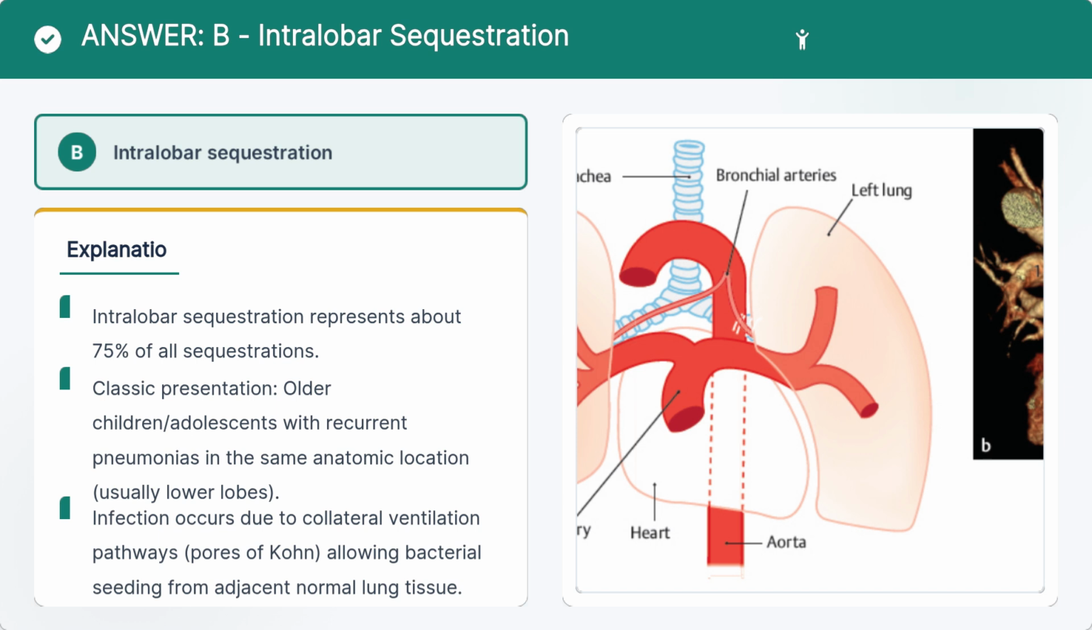Intralobar sequestration represents approximately 75% of all sequestrations, and its classic fingerprint is recurrent pneumonias that always occur in the same anatomical location, typically one of the lower lobes, most often the left. The mechanism is that bacteria from adjacent normal lung tissue gain access through collateral ventilation channels called the pores of Kohn. Because the sequestered tissue cannot clear infection through normal mucociliary mechanisms, each bacterial seeding episode leads to another pneumonia in the identical spot. Any child presenting with recurrent pneumonias in the same lobe should have bronchopulmonary sequestration at the top of the differential, and a computed tomography angiogram should be obtained to confirm the diagnosis before surgical referral.